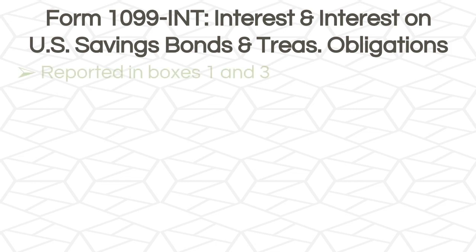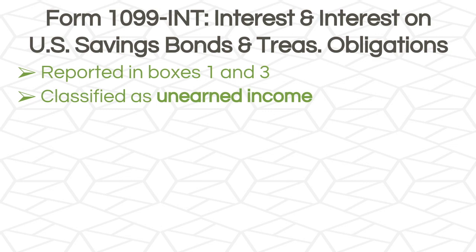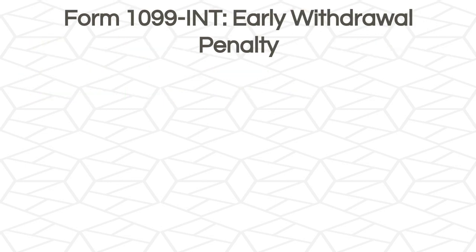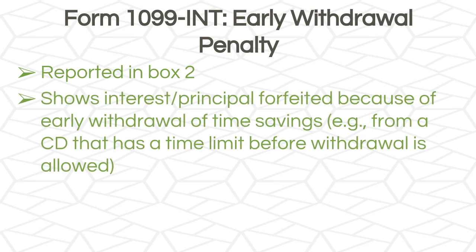Reported in boxes 1 and 3 are our interest and our interest on U.S. savings bonds, which are both classified as unearned income. Then in box 2, we have our early withdrawal penalty. This will show the interest or principal forfeited because of an early withdrawal of savings. For example, if the taxpayer withdraws from a CD before the time limit allowed, they will incur this penalty.